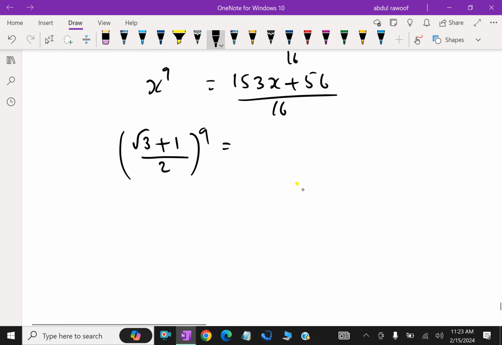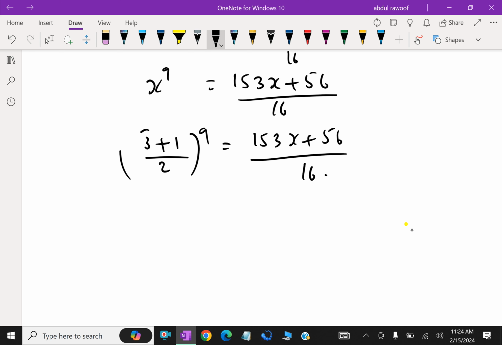So this is equal, because x power 9 is expressed in terms of x. If you substitute, therefore this is your (153x plus 56) over 16. That means here we let (root 3 plus 1) over 2 be x, and its power 9 is this expression.